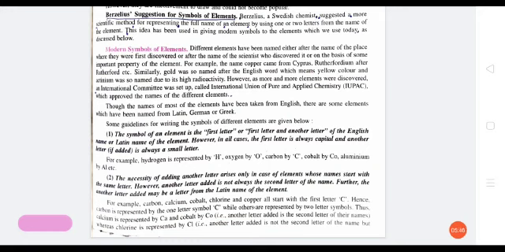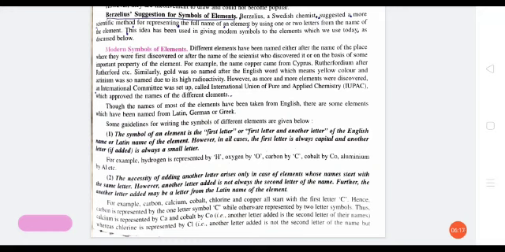However, as more and more elements were discovered, an international committee was set up called International Union of Pure and Applied Chemistry, IUPAC, which approved the names of the different elements, and they have been taken from English, Latin, German, or Greek. So, modern symbols of elements have some guidelines also. So, let's see. Guideline number 1.